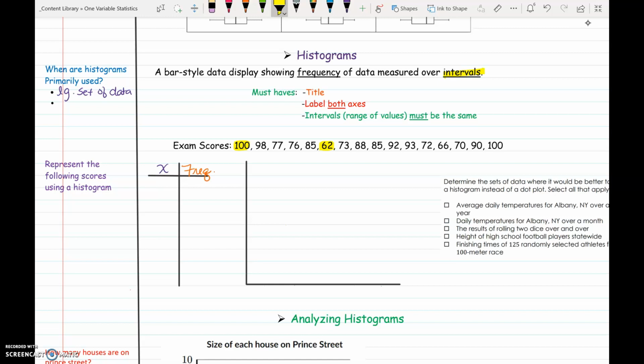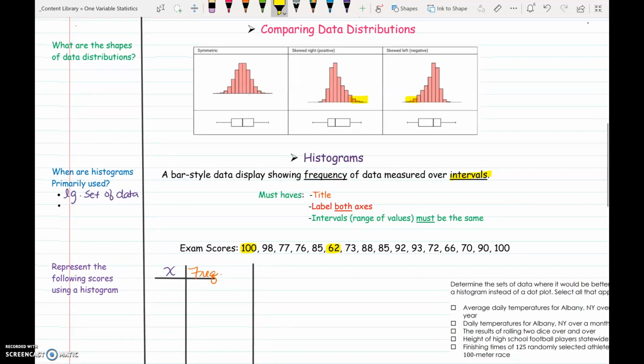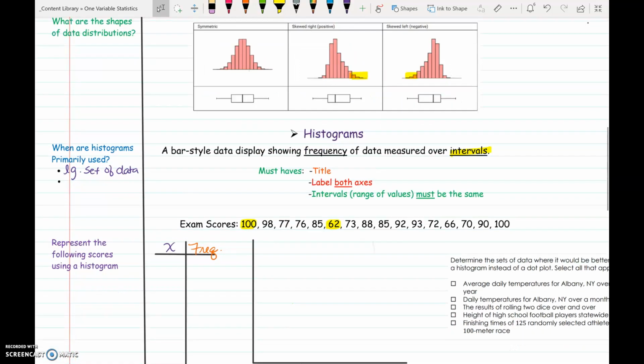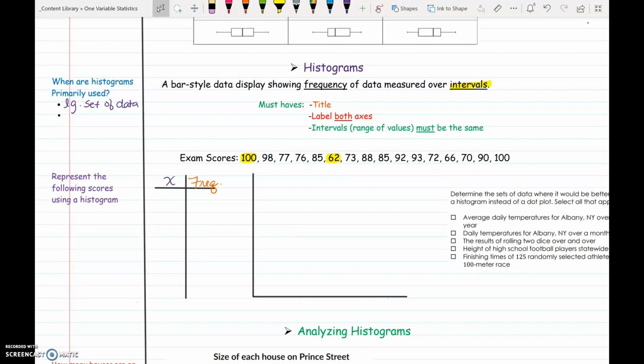Usually I want to try and have between 5 and 6 bars to look at. 4 sometimes work, but sometimes it chunks our data too much, so it's hard to see the shape. Like how we talked about whether something's symmetrical or skewed. If you're combining too much of your data, then you won't be able to see that. So 5 or 6 is what I usually go for.